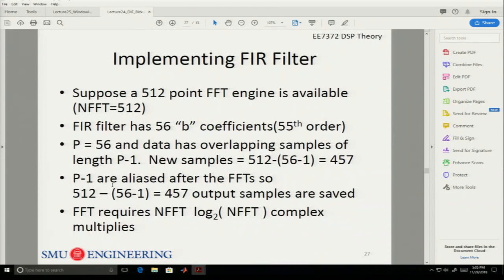So what do you really get out? Well, it's 512 minus the P minus 1. So in our case, we get 457 output samples, which is quite a few output samples, but we do have quite a few complex multiplies to do as well. Now we're going to go through this and tally it up and assume that the FFT requires n log n, which many of them actually require less than that. So this is kind of an upper bound on what it would cost.